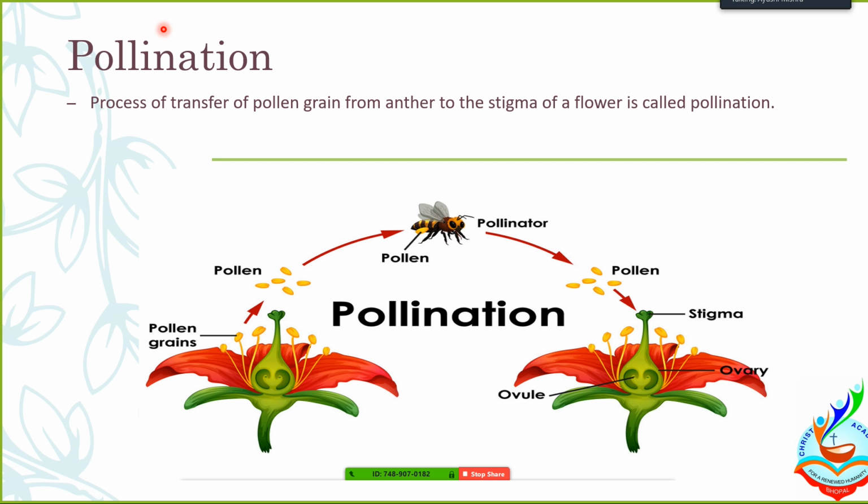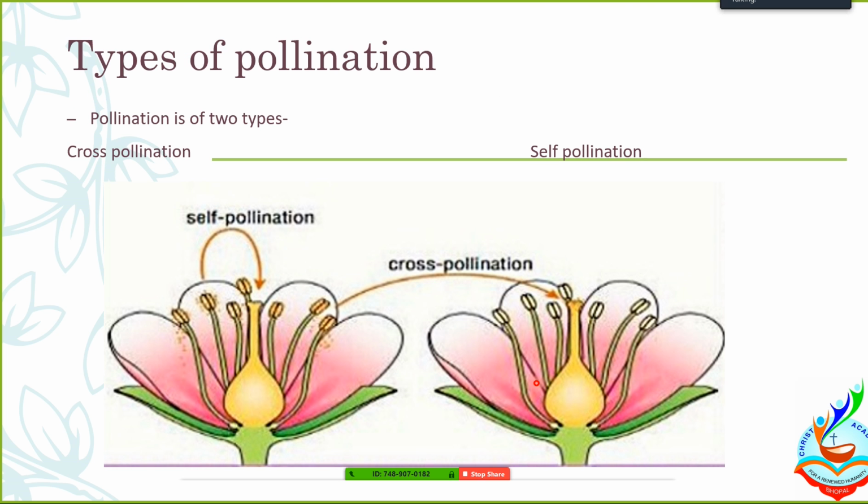So, pollination is the process of transfer of pollen grains from anther to stigma of a flower. When the pollens are transferred from anther to stigma, that is called pollination. And there are two types of pollination. First is self-pollination. Second is cross-pollination.